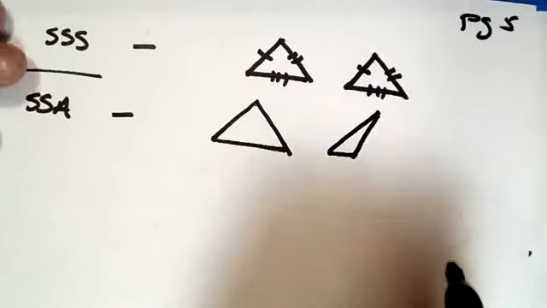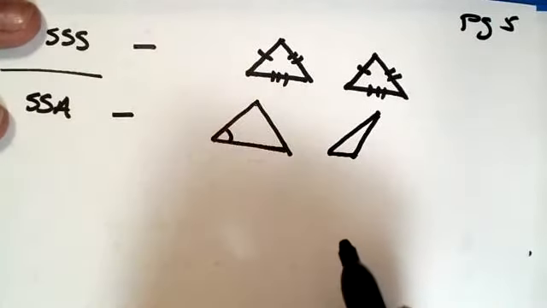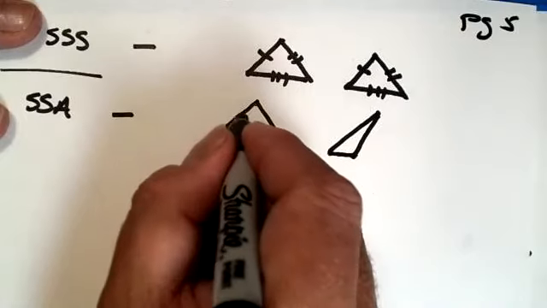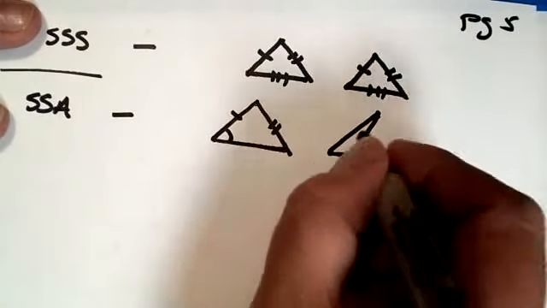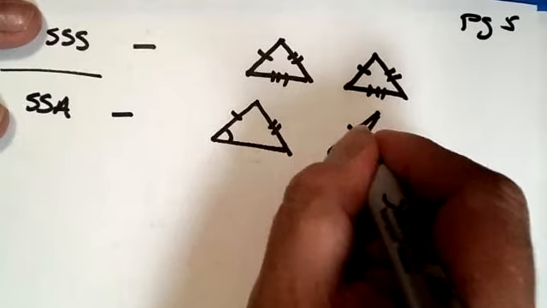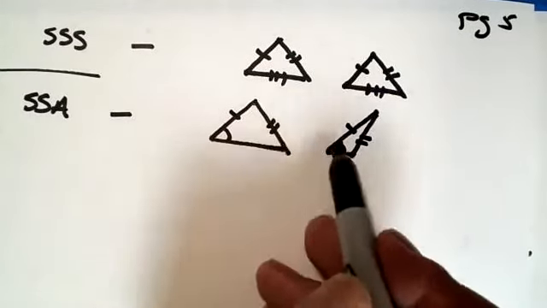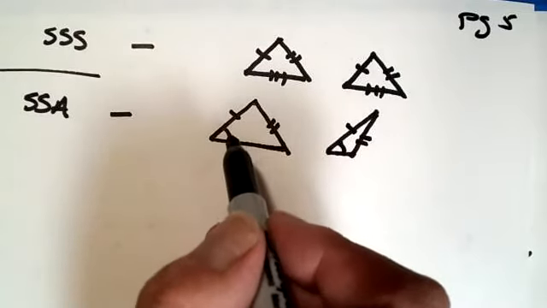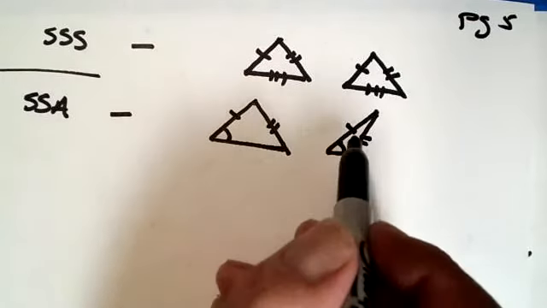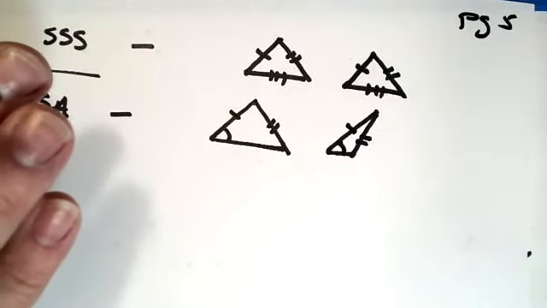Side-side angle is where you have an angle, and then you have two other sides. Notice that you end up with the possibility of creating two triangles that have those requirements, side-side angle, but are not actually congruent. That should be pretty clear from what's going on there.